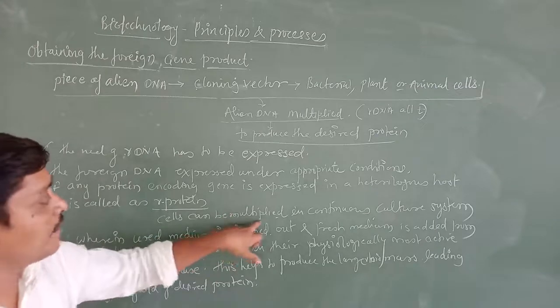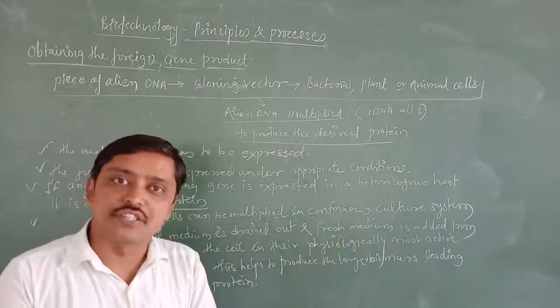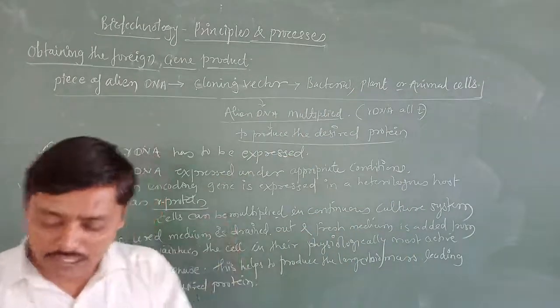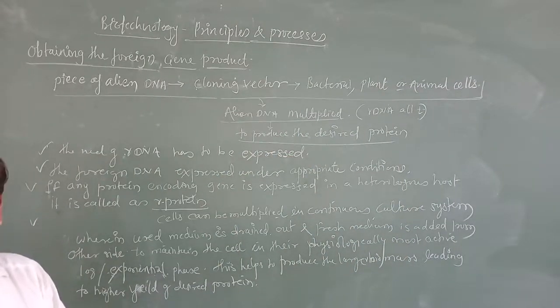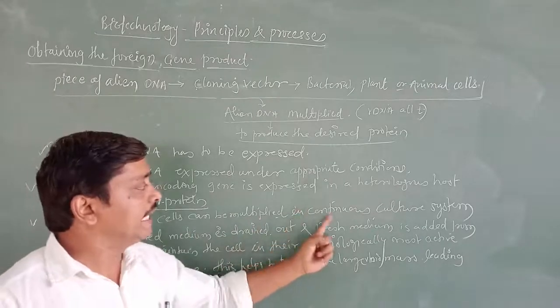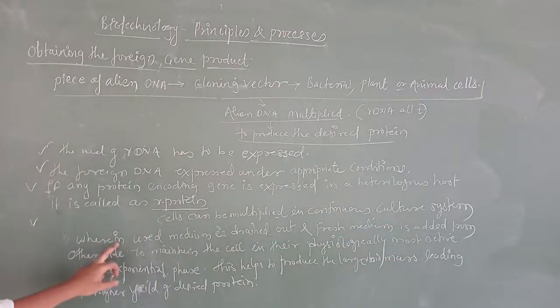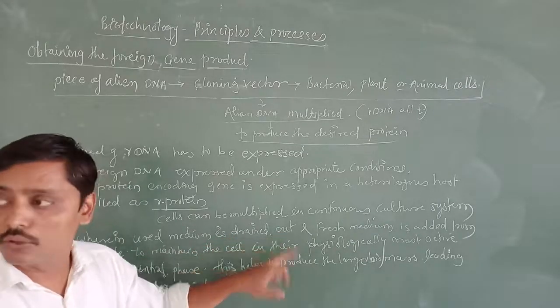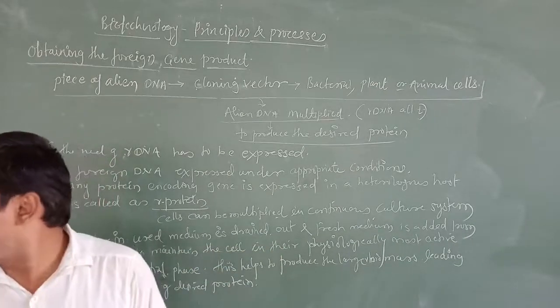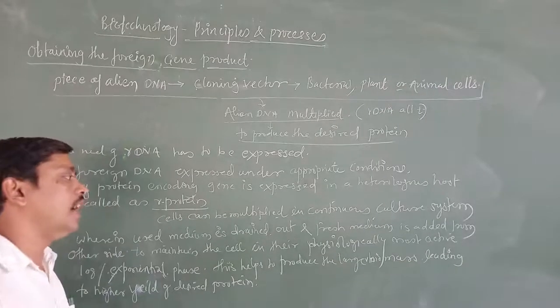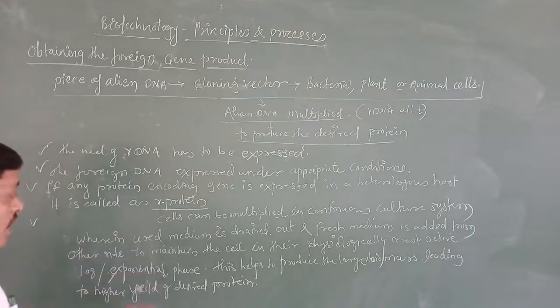Be multiplied in a continuous culture system. I told you, it is used to maintain these plant cells, animal cells, bacterial cells in a particular system, which we are going to call a culturing or a culture system. So here the cells can be multiplied in a continuous culture system wherein used medium is drained out. Used medium is going to be drained out and fresh medium is added from the other side.